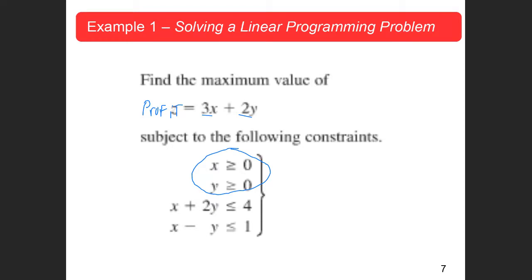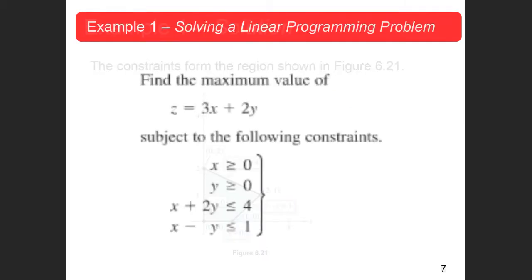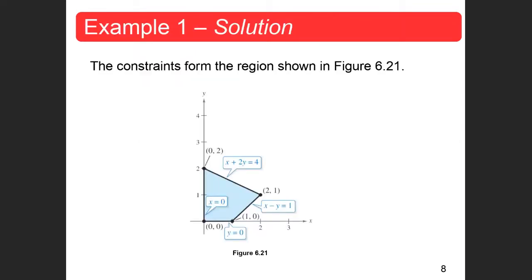Okay, so the first thing we're going to do is graph these constraints out, and then we're going to find the corner points. And again, our profit function is equal to 3x plus 2y.